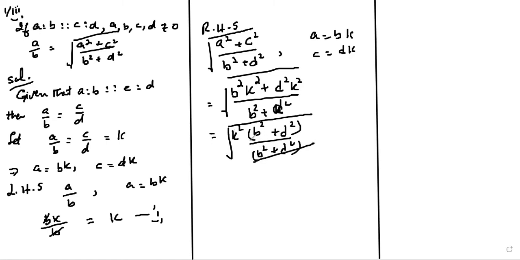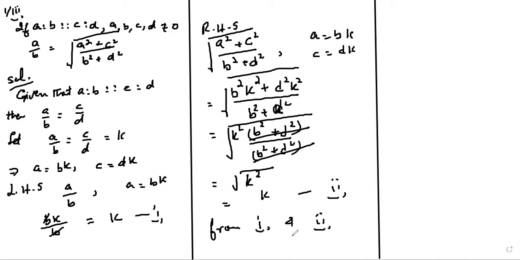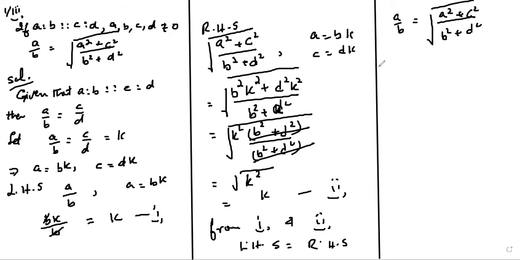Now we can see that this B square plus D square gets cancelled. So we have the root of K square, which equals K, number 2. So from 1 and 2, K is equal to K. So we say that left hand side equals right hand side. It means we can say that A over B equals the root of A square plus C square divided by B square plus D square, which is our required answer. Hence proved.